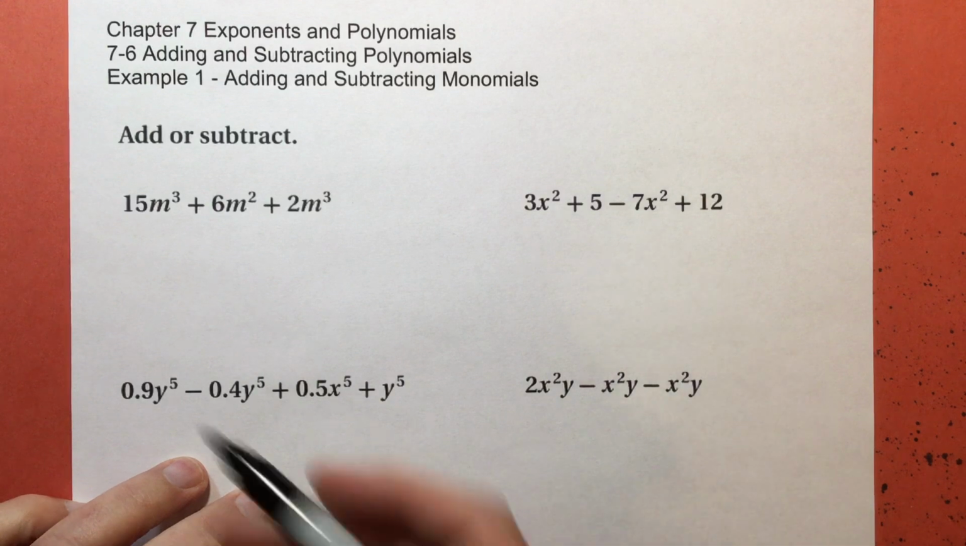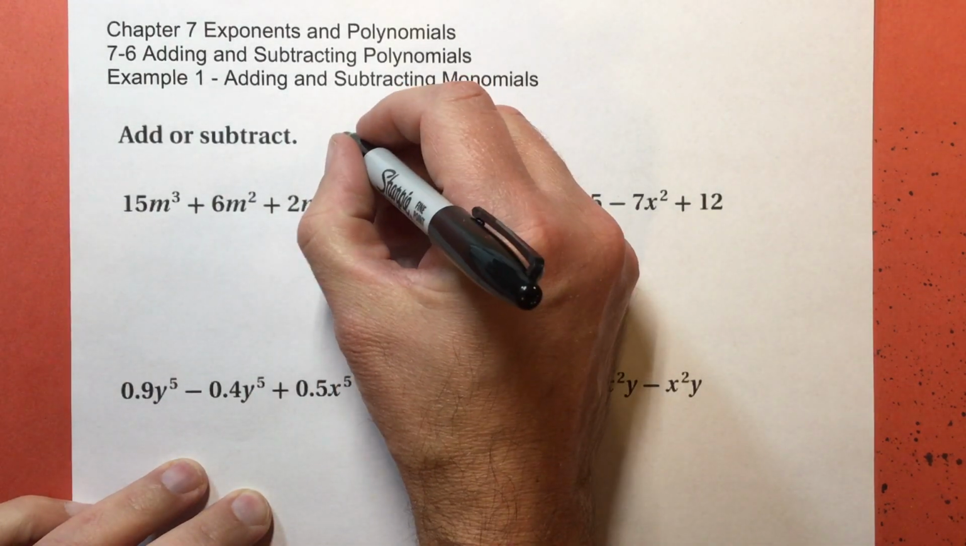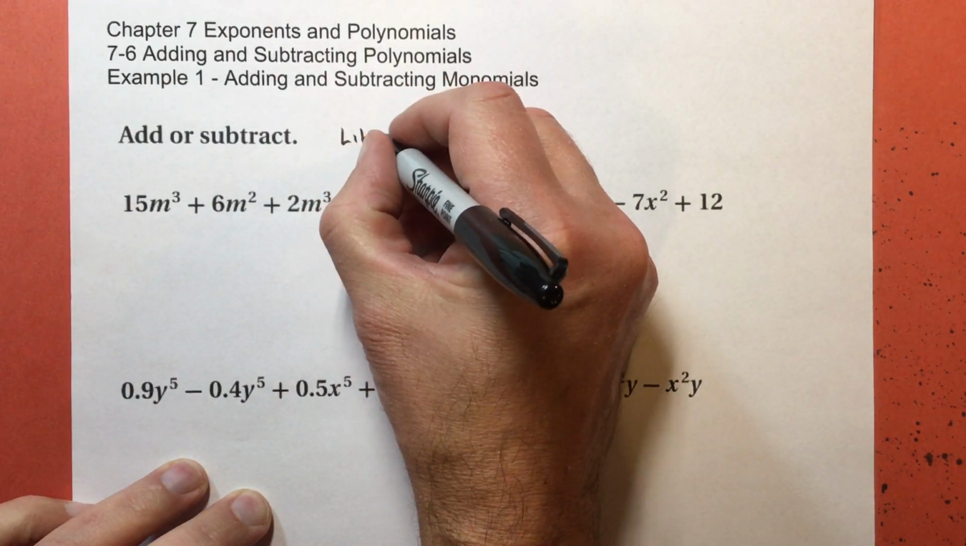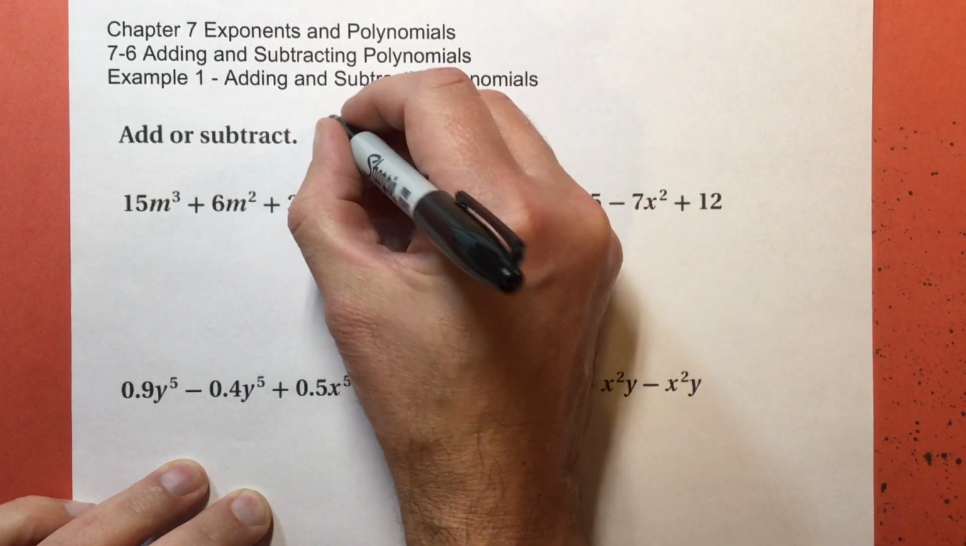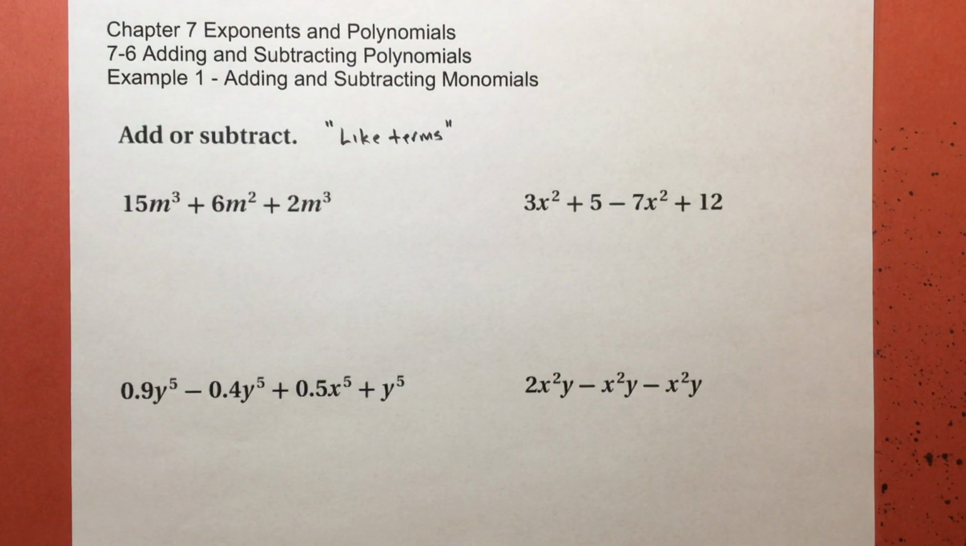So what we do is we say we want to add or subtract. We have to add or subtract what we call like terms. And we often say, okay, we're going to add like terms, we're going to subtract like terms, combine like terms.